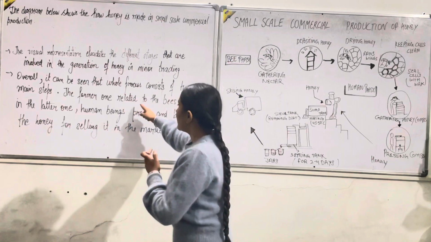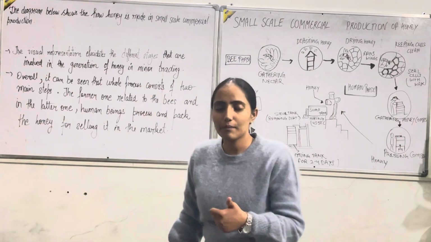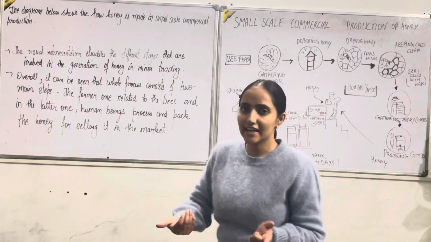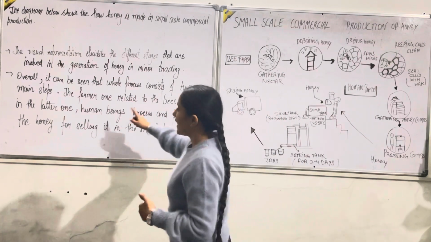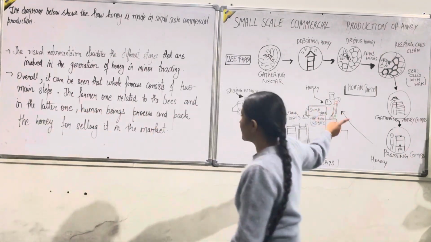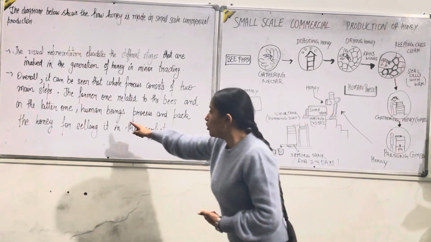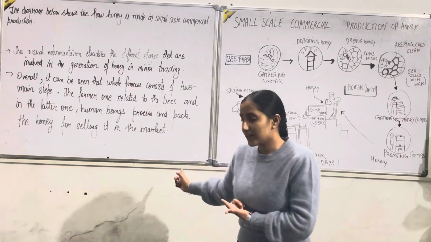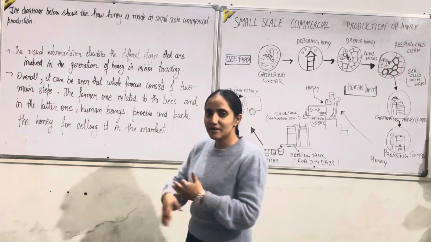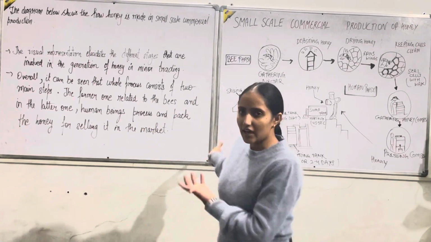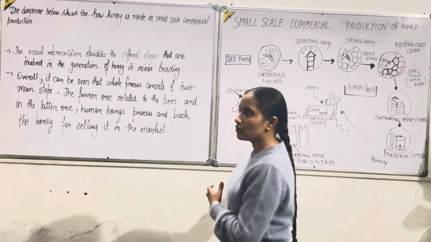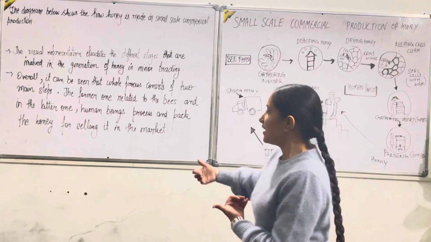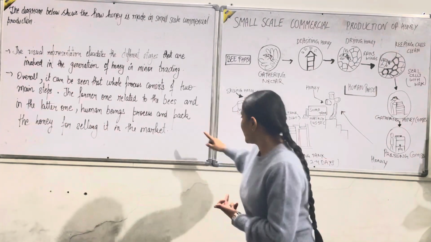The former one is related to the bees. Former one means the first stage or first step or first phase is related to the bees, and the latter one, the second phase, is where human beings process and pack the honey for selling it in the market. They are doing something with the nectar in order to form the honey for selling it in the market, and they are packing also.